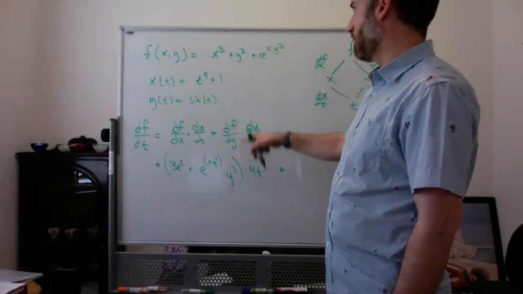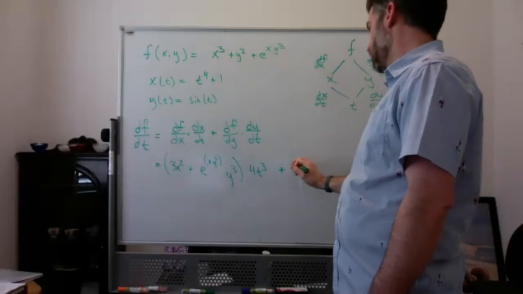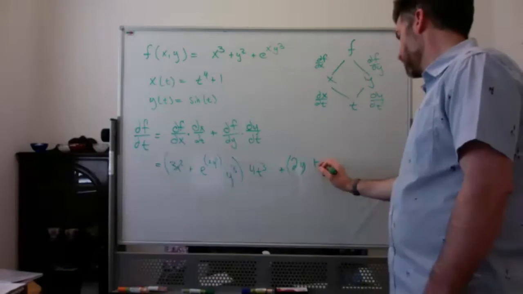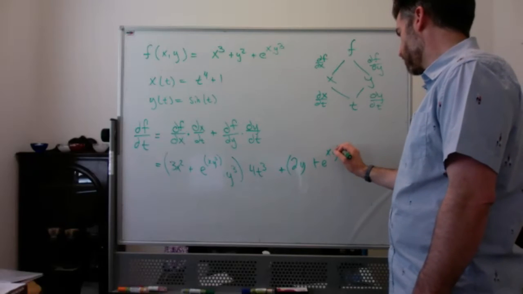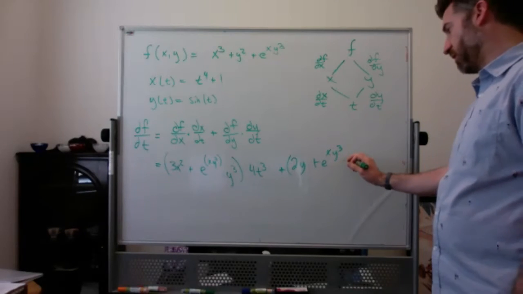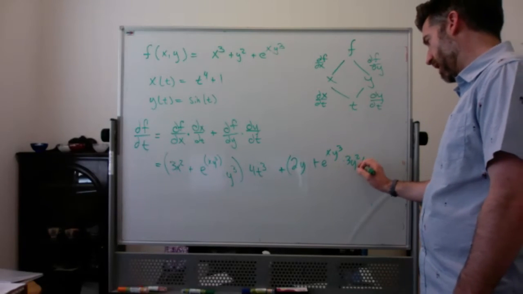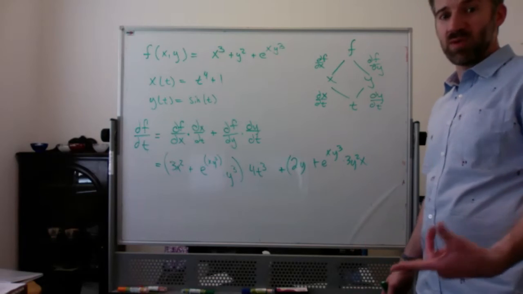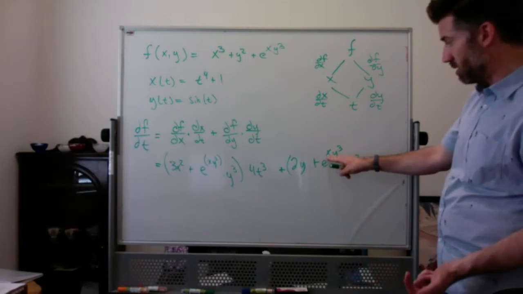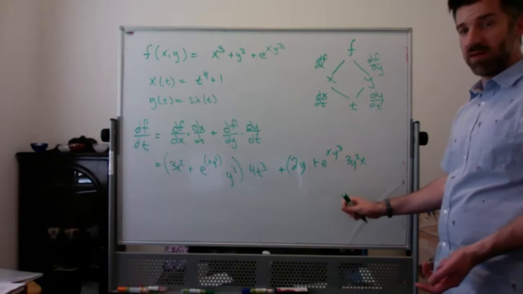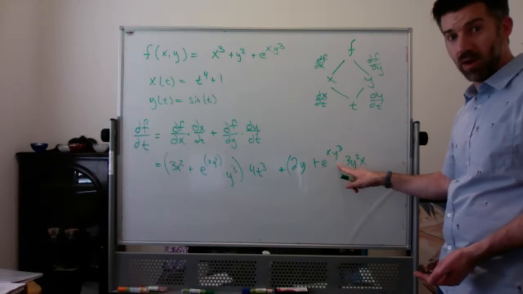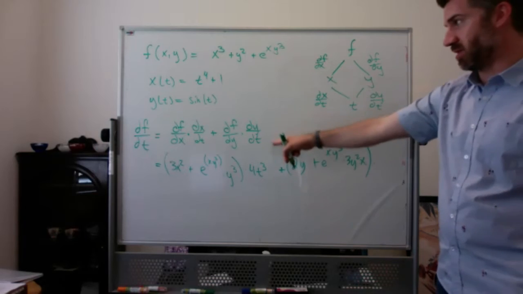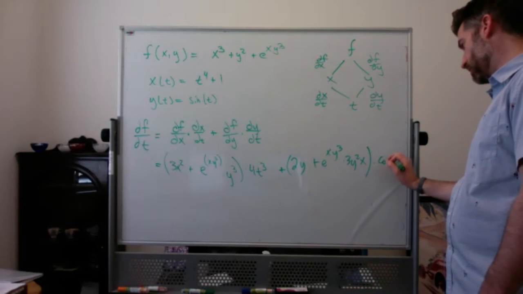Plus del f del y, so the derivative of this with respect to y, which is 2y plus e to the stuff times the derivative of the stuff here, which is 3y squared x. Again, if I'm differentiating with respect to y, I've got a constant times y cubed. The derivative is the constant times 3y squared times the derivative of y with respect to t, which is cosine of t.